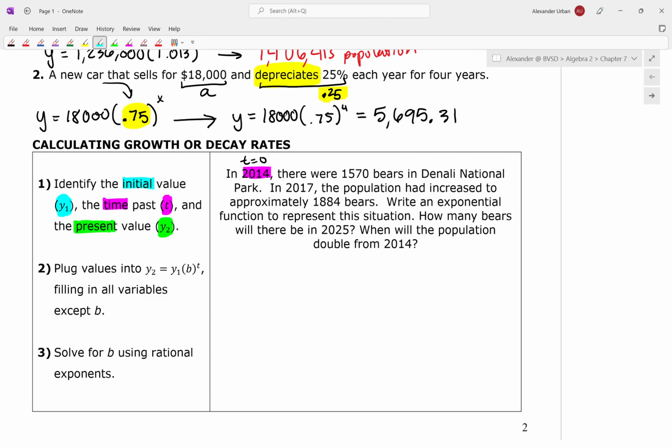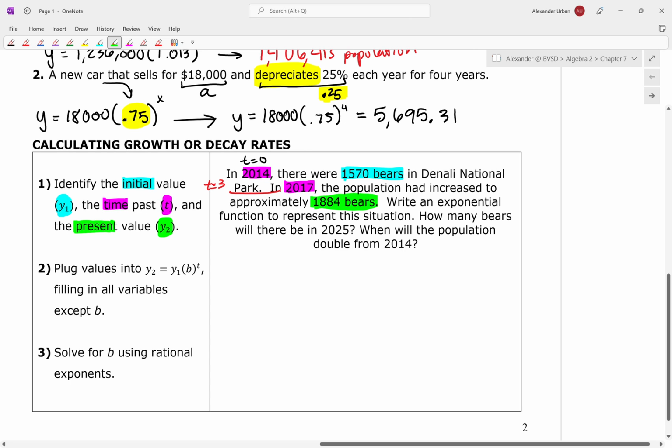There were 1,570 bears. So this is our initial value right here. In Denali National Park. In 2017, all right, there's a change in time. In this case, this time value is now 13 years later. The population increased, ooh, that's good, increased to 1,884 bears.